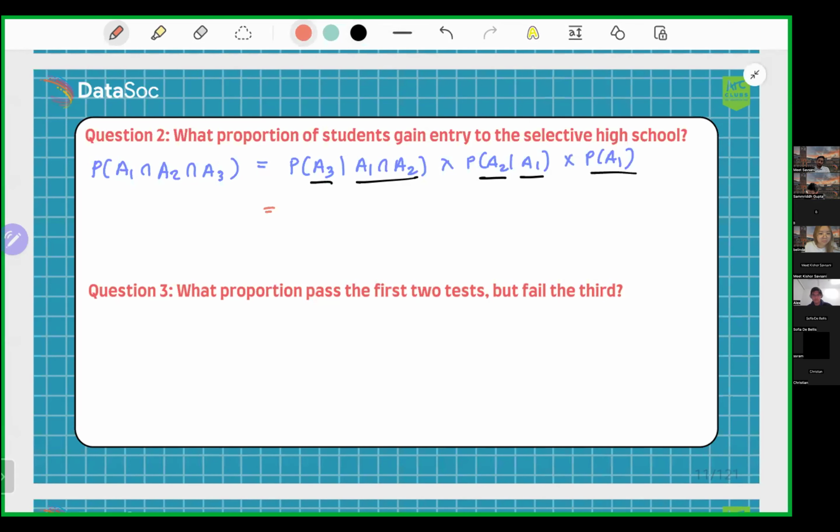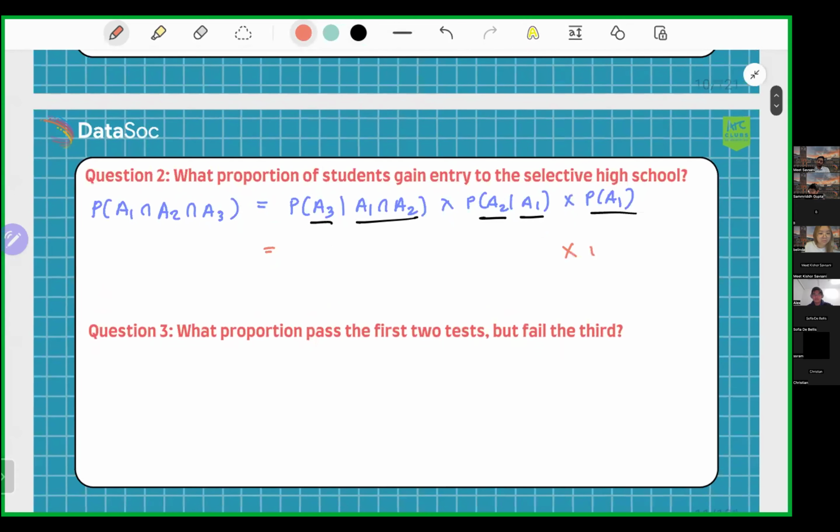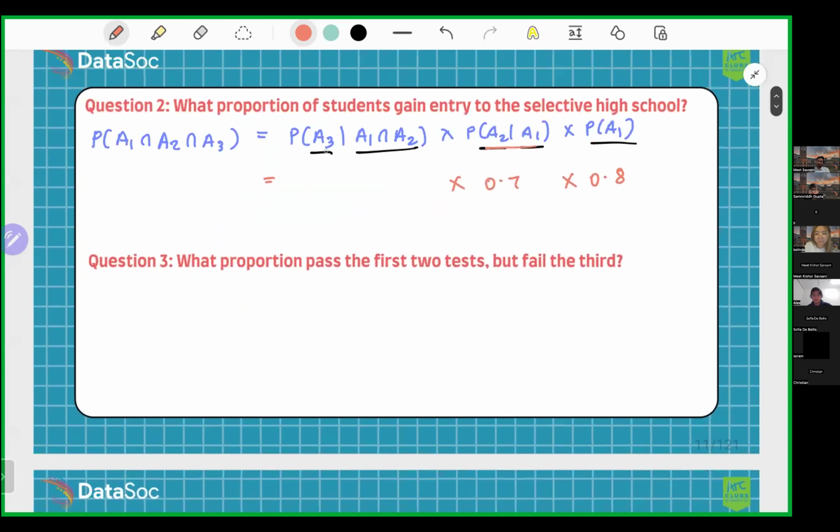Figuring out the probability may look complicated, but we know the probability of A1 is 0.8. Probability of A2 given A1 is 0.7. We just need to figure out the probability of passing the third test given that student has passed the first two tests. Of those who pass the second, 60% pass the third. So the probability of passing the third test given the student has passed the first two tests is 0.60, which comes out to be 0.336.